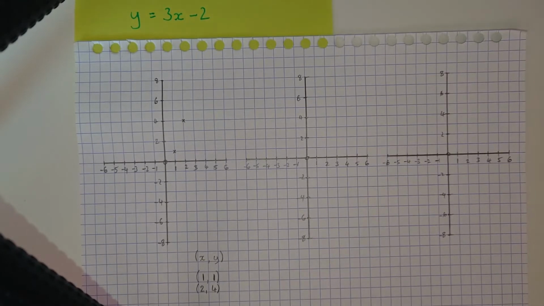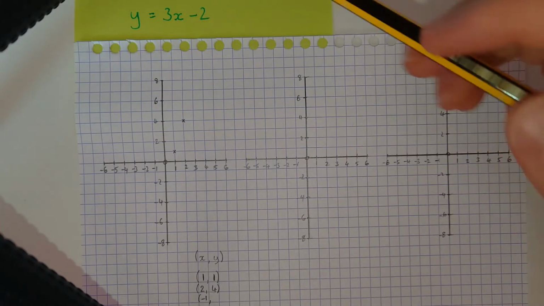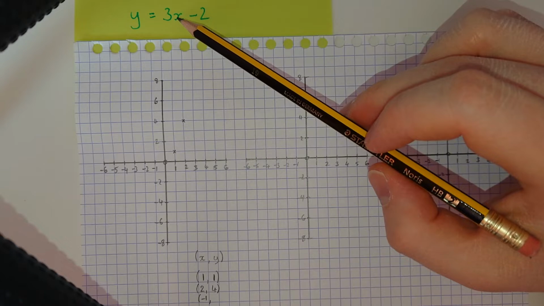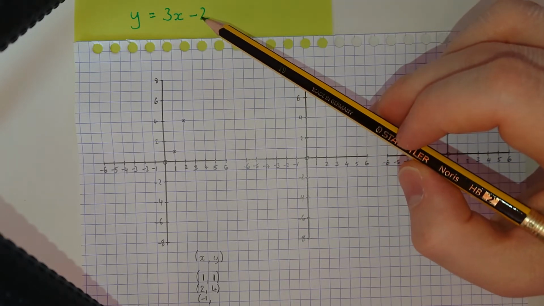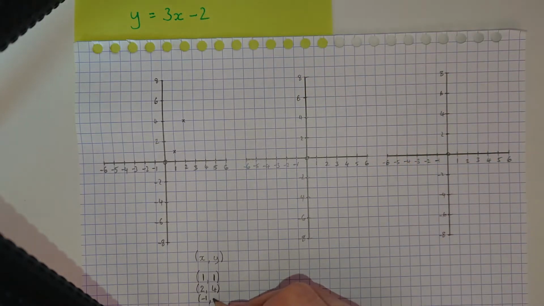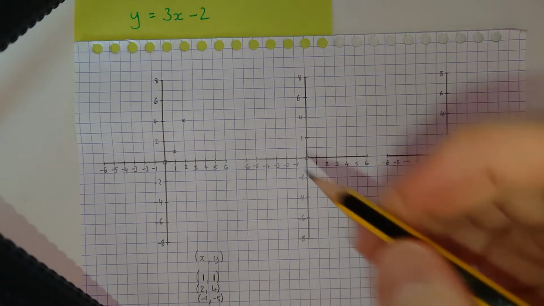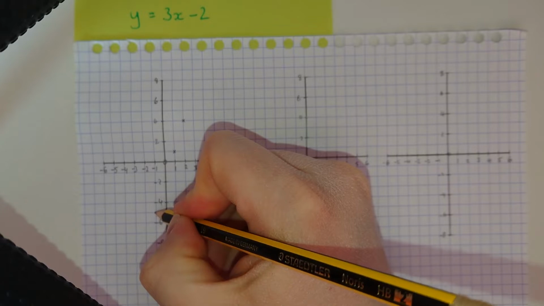Okay. How about minus 1? Okay, got to be good with your negative numbers here. What if I choose x to be minus 1? Well, 3 lots of minus 1 is minus 3. Take away another 2, takes me all the way down to minus 5. That is also on the graph. Okay, so minus 1, minus 5 is all the way down here.